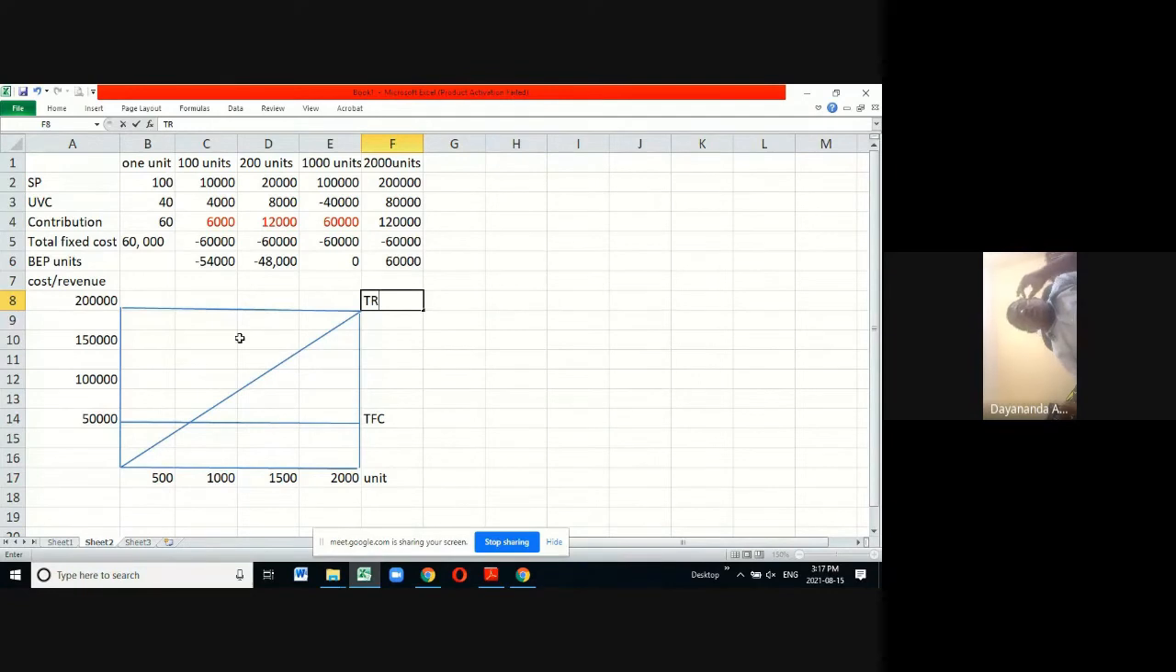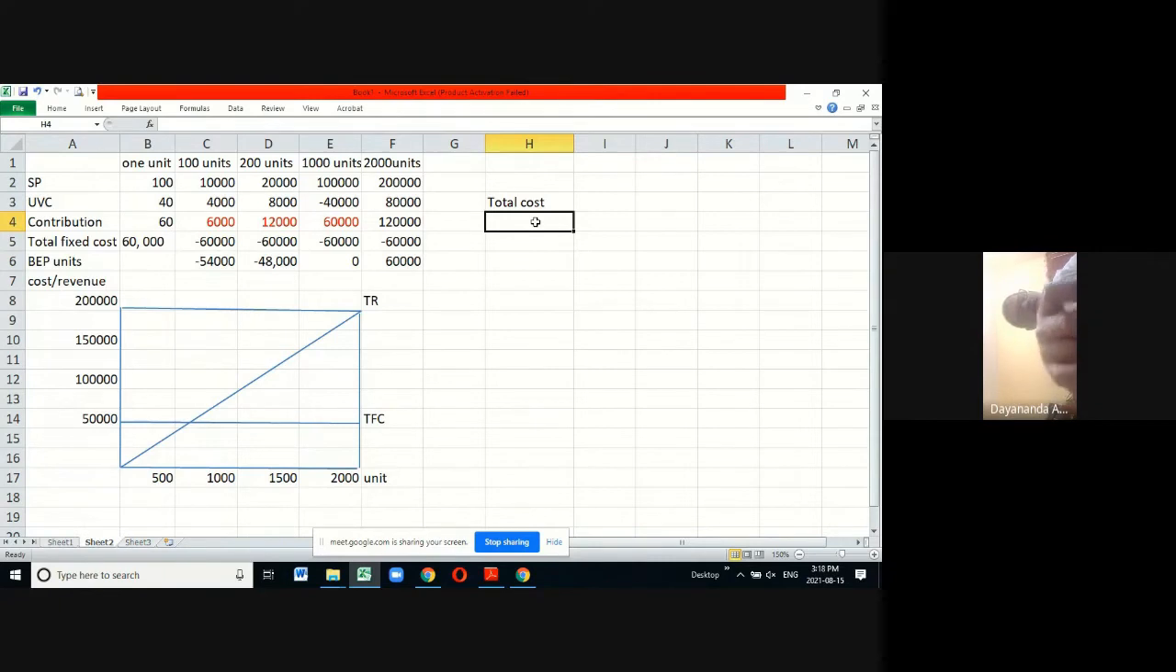Then we have to draw the total cost. How do you get the total cost? Total cost is variable cost plus the fixed cost. Now, for example, here our total cost is basically under this CVP analysis: total variable cost, right, plus the TFC. TFC කියලා කියන්නේ total fixed cost. Total variable cost will vary from level to level.